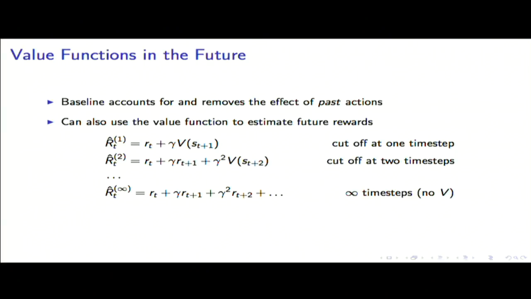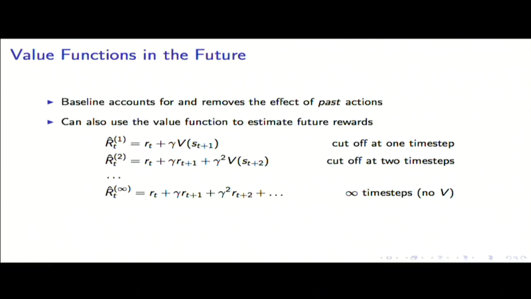When we introduced this baseline before, what the baseline was doing is accounting for the effect of the past actions. We're trying to figure out if a given action is good, so we subtract out the value of the current state, which depends on all the past actions. Now what we're going to do is try to use the value function to remove the effect of the future actions from our returns. So we can write the returns in various different ways using the value function.